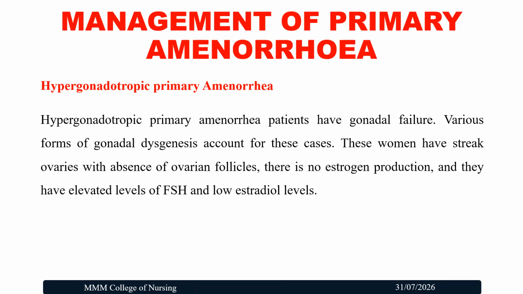Coming on to the management of primary amenorrhea, first hypergonadotrophic primary amenorrhea. This is the first classification which comes under primary amenorrhea. Here the patients have gonadal failure. Various forms of gonadal dysgenesis account for these cases. These women have streak ovaries with the absence of ovarian follicles. So there is no estrogen production at all, and they have elevated levels of follicle stimulating hormone and low estradiol levels.